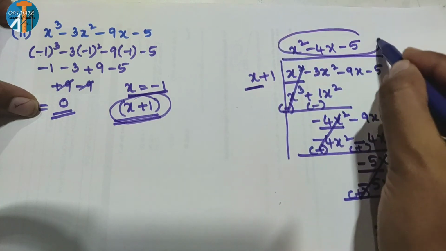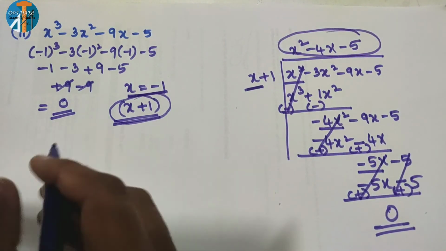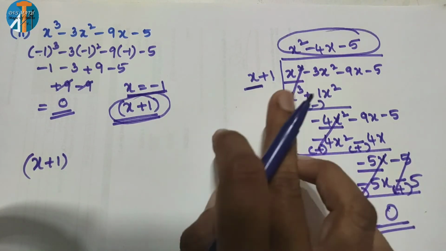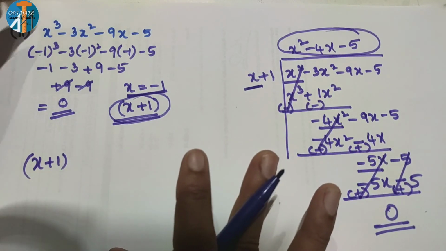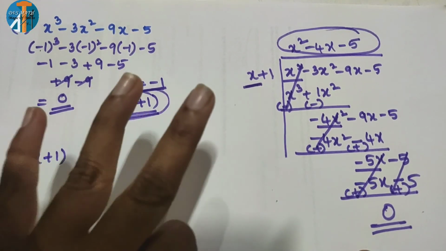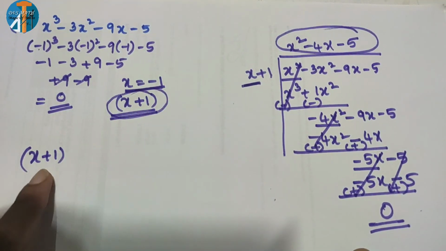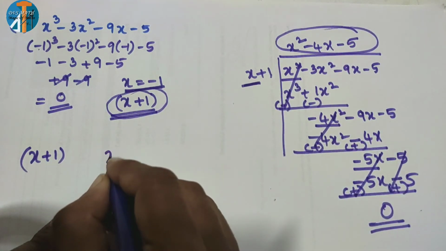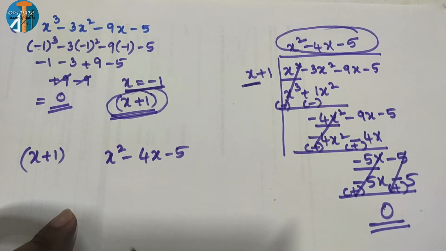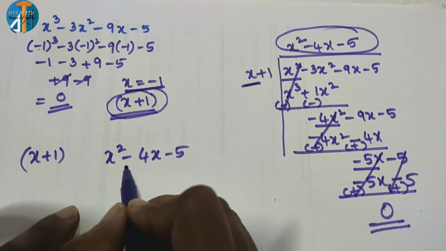That means you got one quadratic polynomial. One of the factors, x plus 1, we already got. Remaining, you have to find the other two, because as it is a cubic polynomial, we have to get three factors. So let's find them for x square minus 4x minus 5.